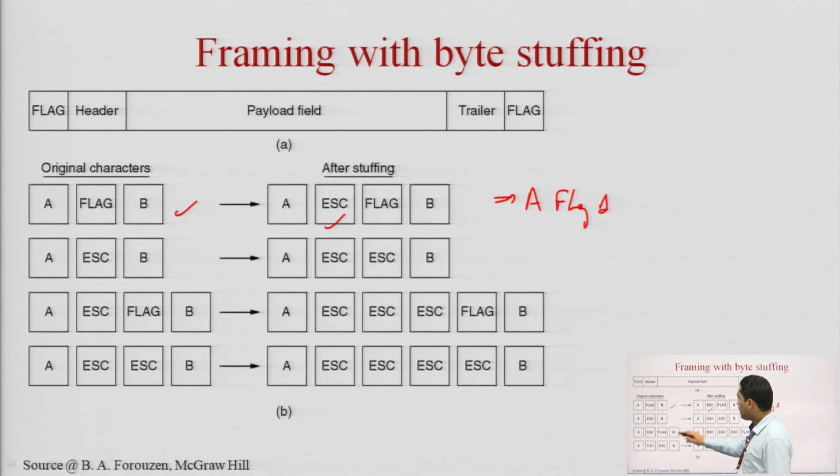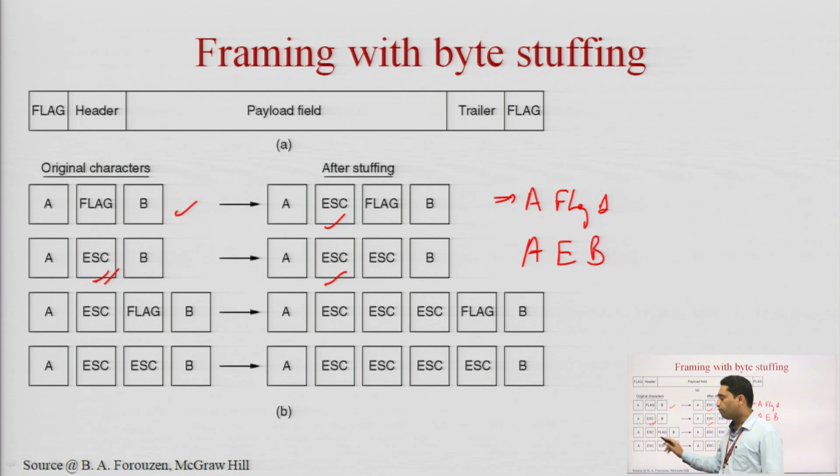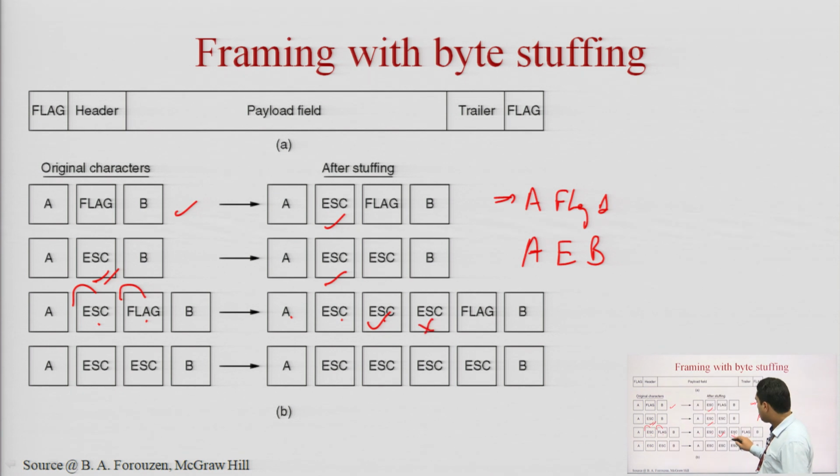If there is an escape itself, again there is no issue. The first escape will be removed and the second will be considered. So it is A, escape, B. If both are used, escape and flag, both special bytes, no issue. We are doing the same task. We will insert an escape here and an escape here. So you will see A, escape, escape, meaning the first escape will be ignored and this will be considered. The first escape will be ignored and this flag will be considered. So at the receiver end, what will it receive? A, escape, flag, B, like this.